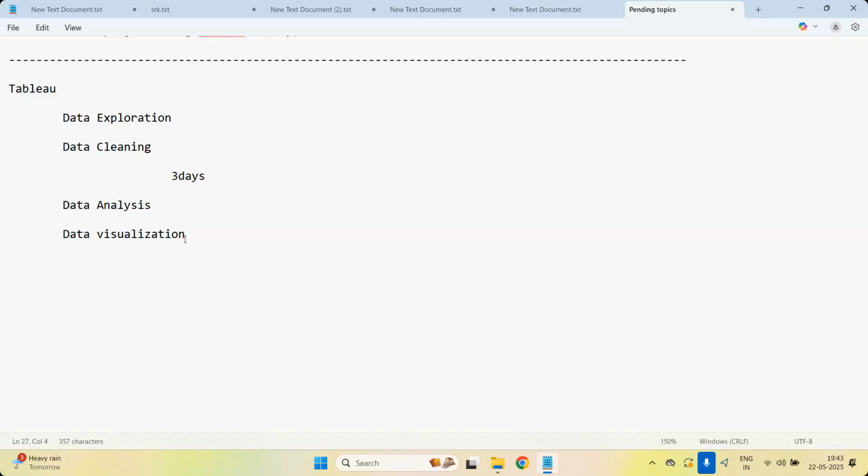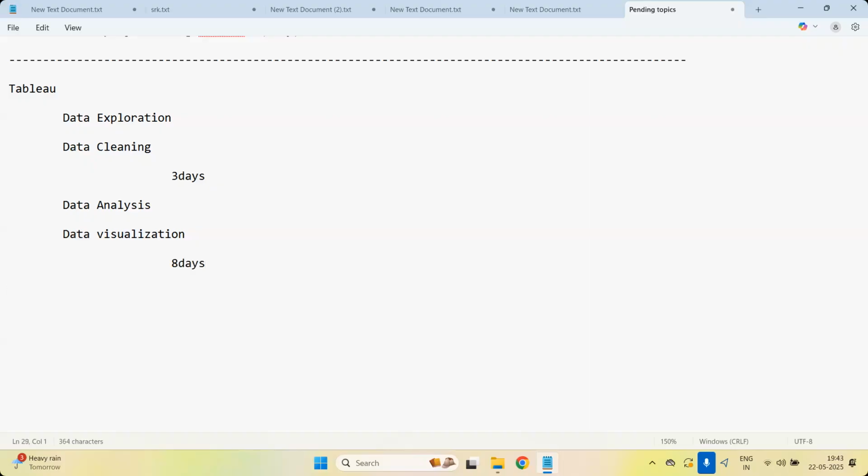For covering those in Power BI, we took almost 7 to 8 days. But now in Tableau, since it is already covered, we are going to cover it in a maximum of 8 to 10 days.